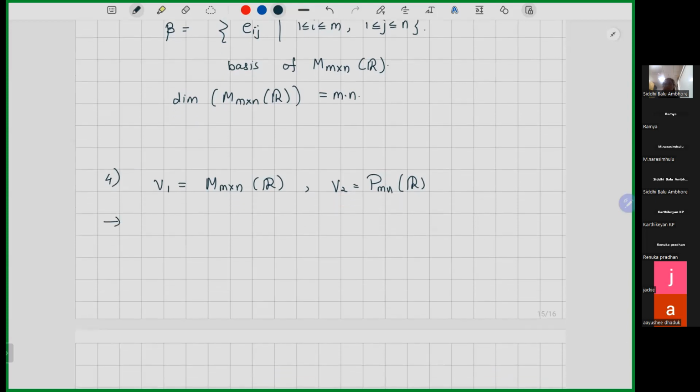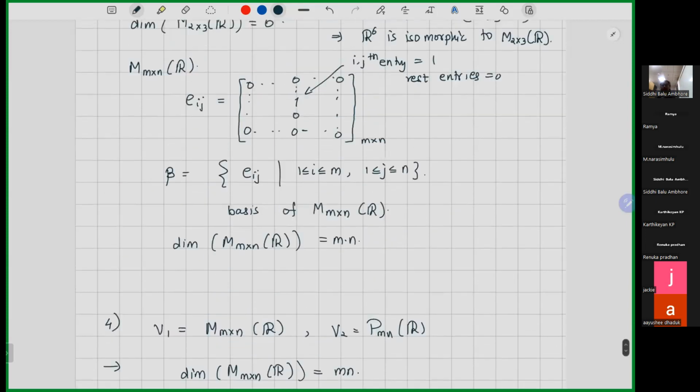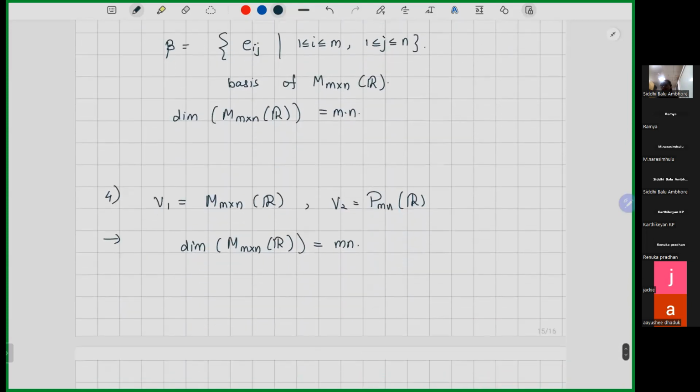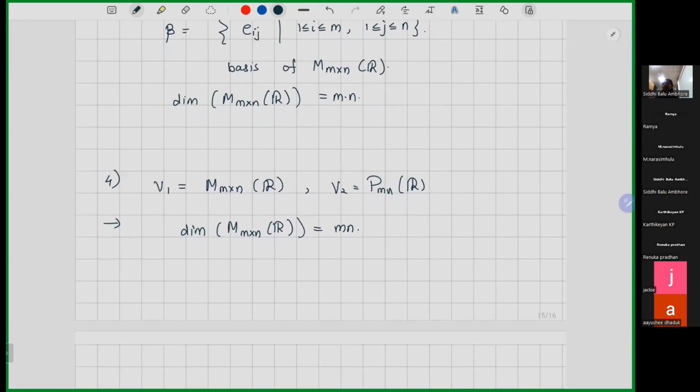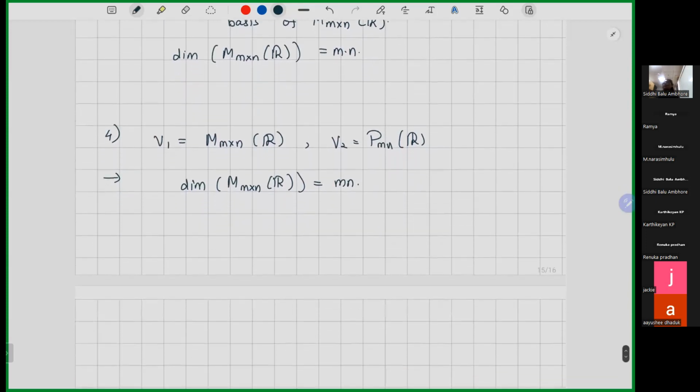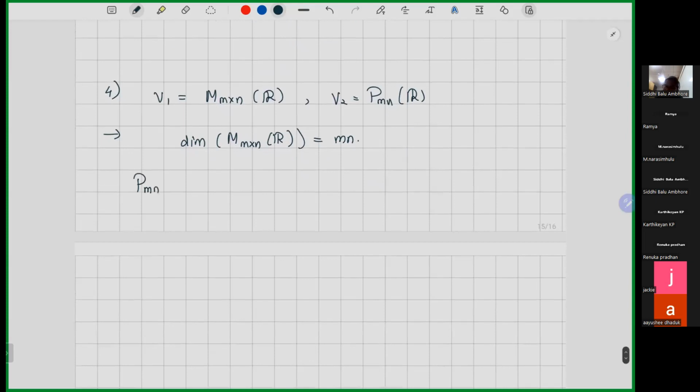So as I explained earlier, the dimension of M m cross n R is what? I just explained. Please somebody write in the chat or say it out loud. MN. Okay, so Jackie said that it is MN. We just saw that the dimension of M cross N R is MN. Okay, Ayushi also said that it is MN. So now we have to check, as Ramya asked, the dimension of P mn R. So how do the elements of P mn R look? If P belongs to P mn R, it means that P is of this form: A0 plus A1x, and so on up to A mn x power mn. So it is a polynomial of degree mn.